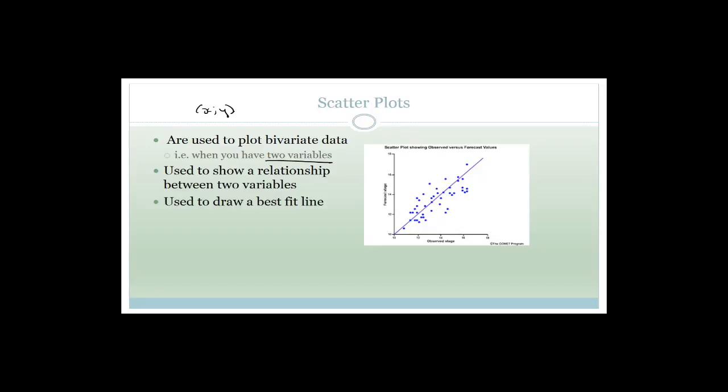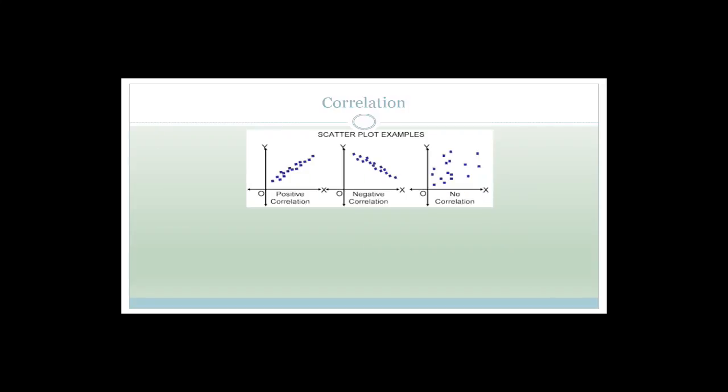You use it to draw a best fit line. Okay. It can also be used to identify outliers, as we've mentioned before. Now, you need to understand the correlation. If you can draw a more or less straight line through it which has got a positive gradient, then we say that it's a positive correlation. If we can draw a straight line through it, but the straight line's got a negative gradient, then it is said to have a negative correlation.